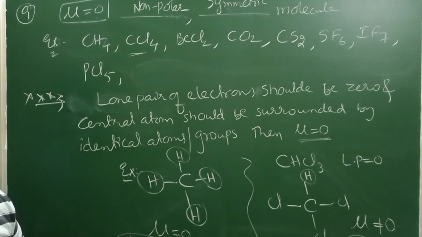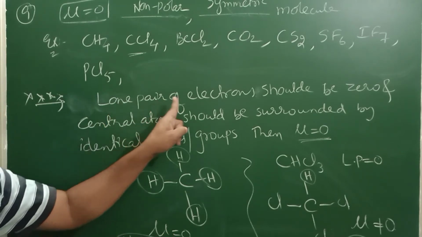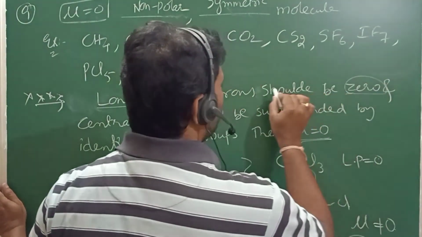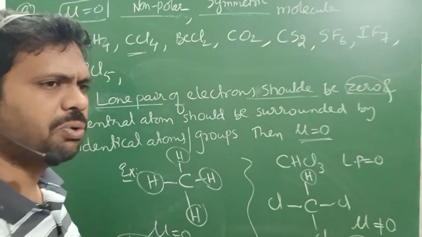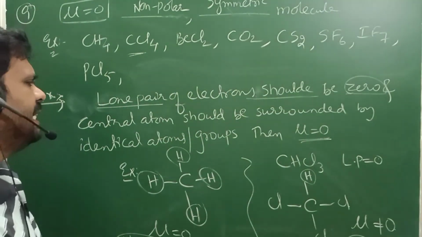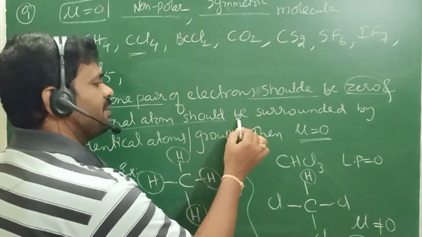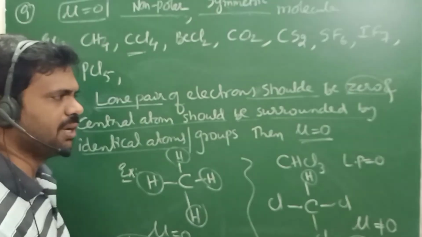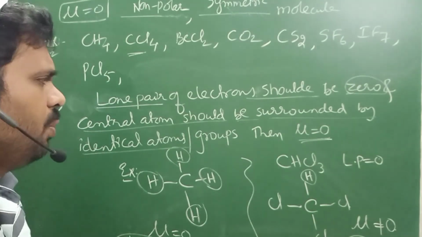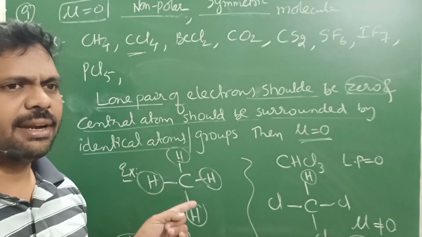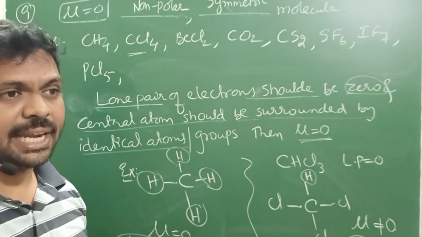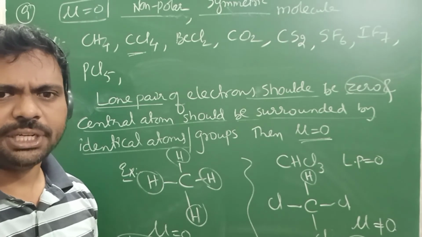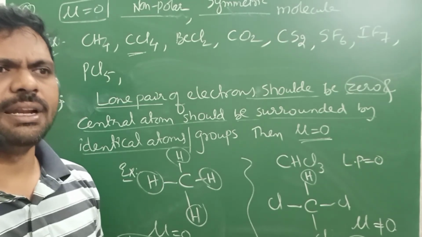For zero dipole moment, the lone pair of electrons should be 0. That is the first condition. The second condition is that the central atom should be surrounded by identical atoms or groups. Lone pair should be 0 and the central atom should be surrounded by identical atoms. Then the dipole moment is equal to 0, which means it is non-polar.